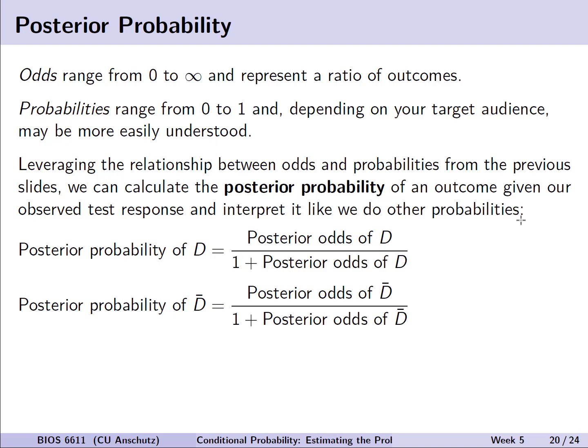Now, fortunately, based on the relationships we discussed before about the calculation between the odds and the probability or vice versa, we can easily take our calculation of the posterior odds and calculate the posterior probability of an outcome, which again will be a nice interpretation because it'll say how much we believe someone is to have a disease or not have the disease based on the result of the test that we observe.